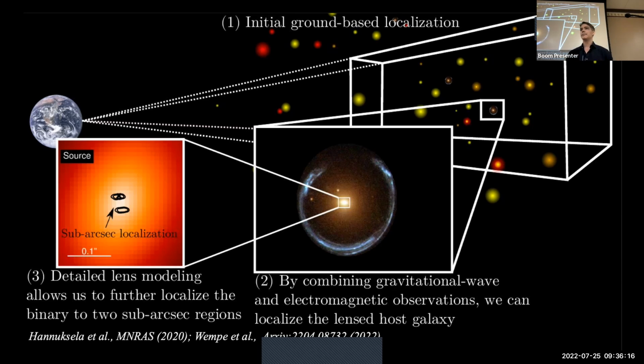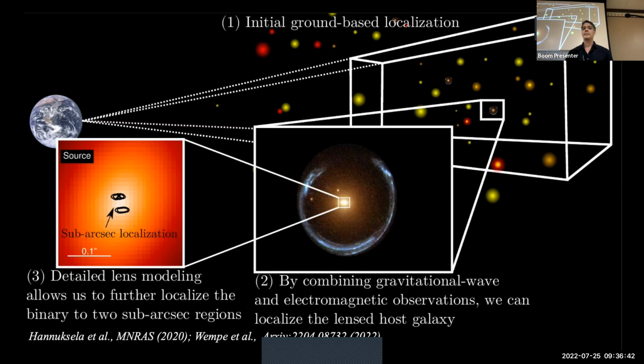And the idea is quite simple. If you have a binary black hole that exists in a galaxy and it is strongly lensed, then the light from the galaxy should also be strongly lensed, which means that if you point telescopes in the direction where the gravitational wave came from, then you should be able to see something like the strongly lensed galaxy over here. So that is the idea.